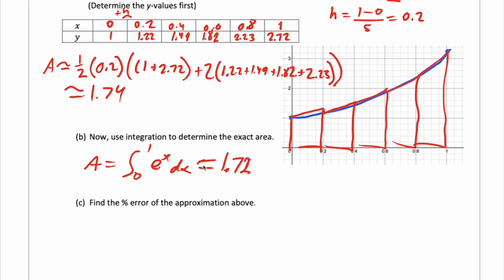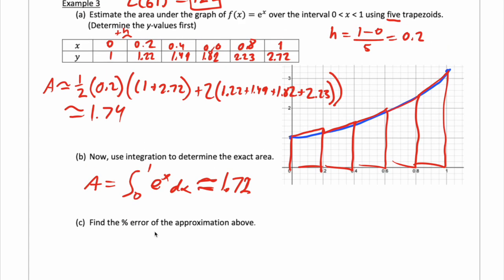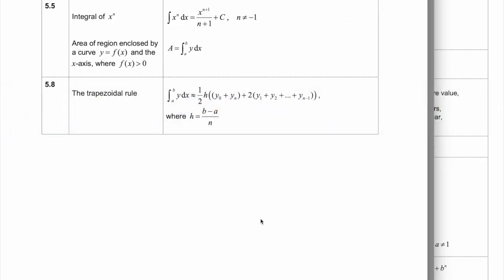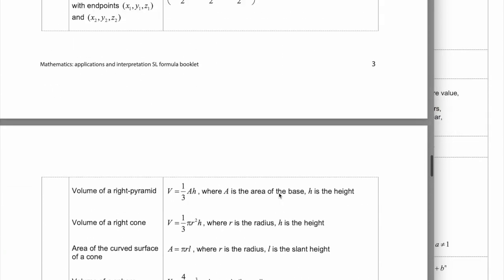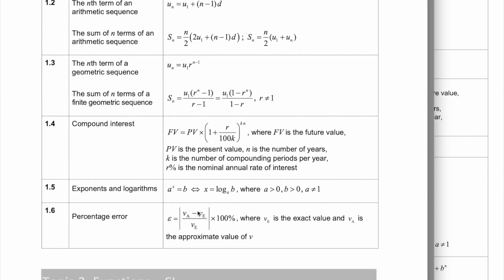Okay, so that's actually still an approximation because we rounded. Find the percent error in the approximation above. So percent error is also in your formula booklet. Let's scroll back to topic 1. There's a percent error formula. Basically, we have the approximate value minus exact divided by exact.